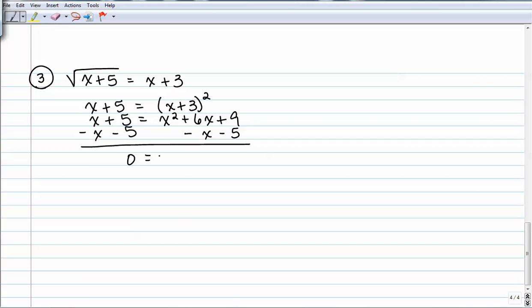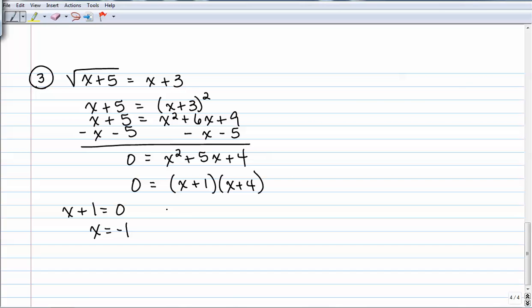Now I have 0 equals x squared plus 5x plus 4. The right-hand side factors into x plus 1 and x plus 4. Setting each of those factors equal to 0, I get x equals negative 1 and x equals negative 4. And again, I must check each one of those.